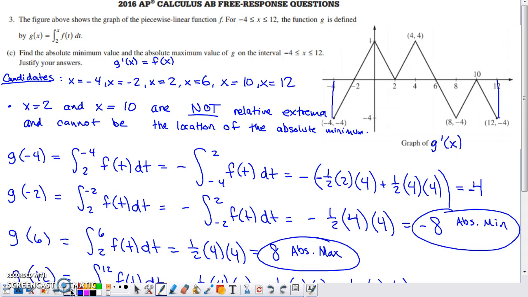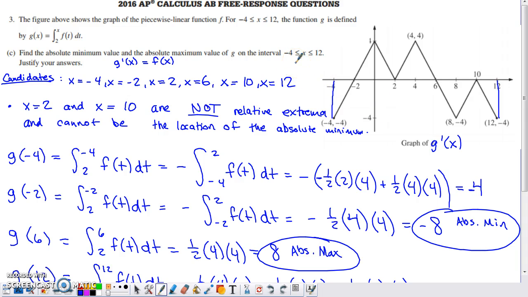Part C is the most involved part of this question, in my opinion. It asks you to find absolute max and minimum values for the function g between -4 and 12, including both endpoints, and then of course to justify your answer. Well, since g is continuous, since it's defined by this continuous function f, we can use what's called the extreme value theorem, and we've used that a lot. It basically says you will attain both a max and a min for this function on this closed interval.